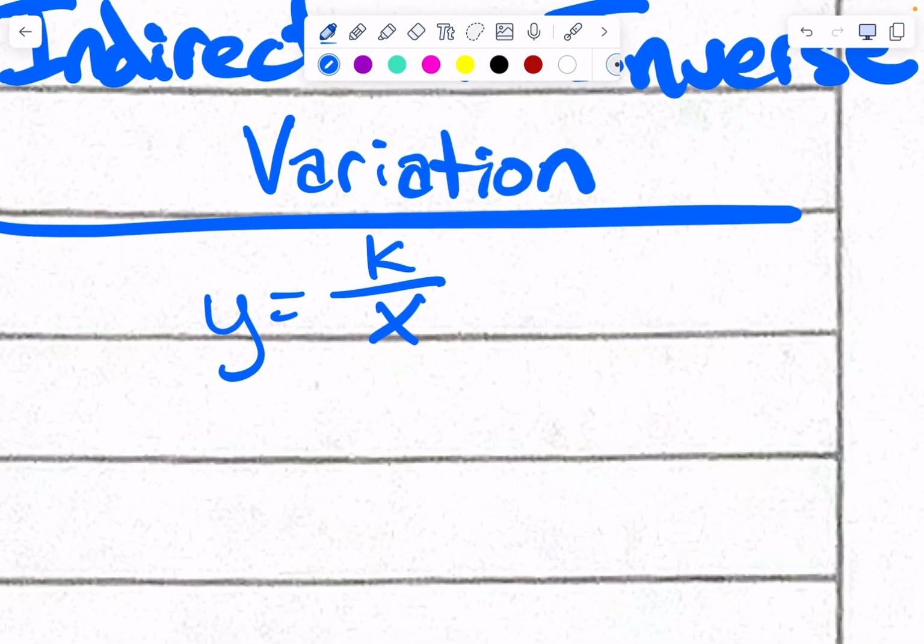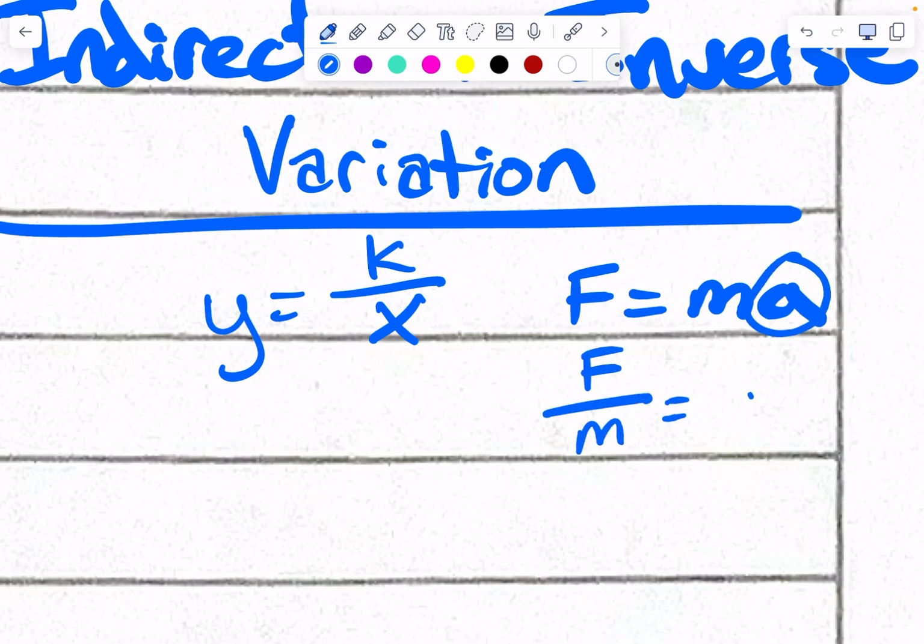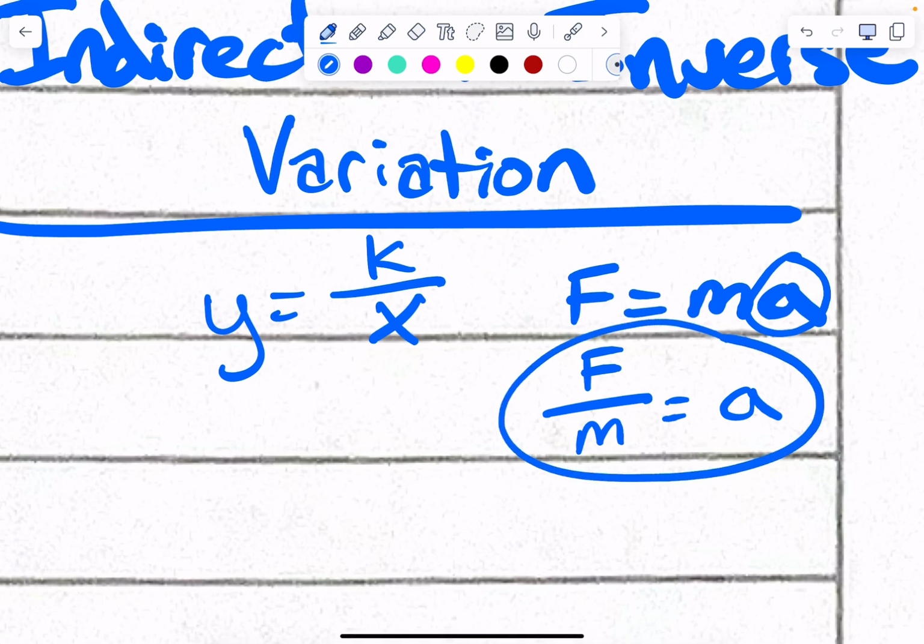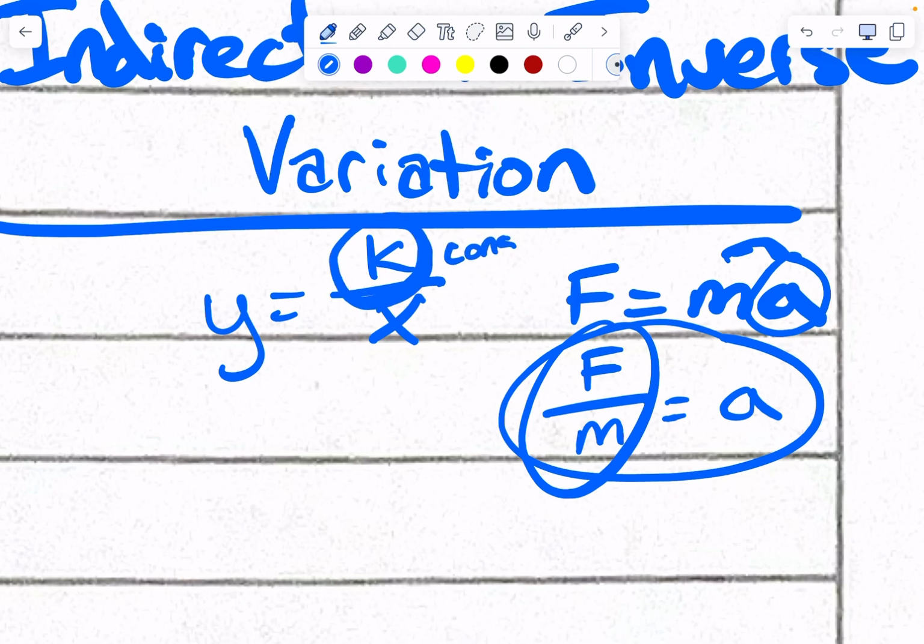This would be like force equals mass times acceleration. If I'm solving for acceleration, I would take the force and divide by mass to get acceleration, right? So this has an inverse relationship. Mass and acceleration have a direct relationship, but force and mass have an inverse relationship. Does that make sense? So for inverse variation, I have some constant, k, on the top.